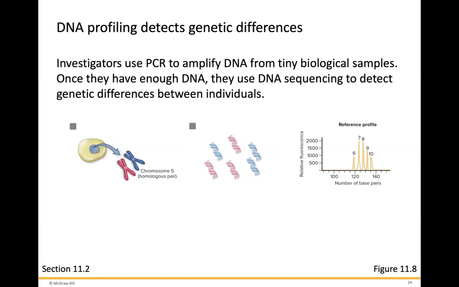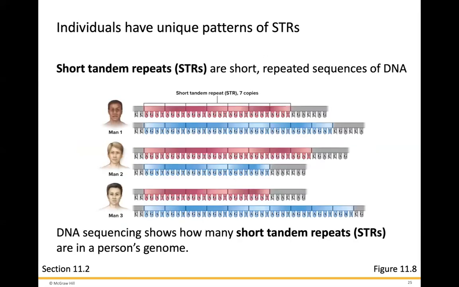In this illustration, we can see how DNA profiling detects genetic differences in 3 parts. The first part is represented as the extract DNA from a diploid cell from 3 separate suspects.